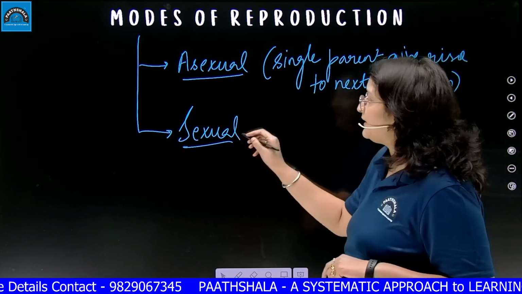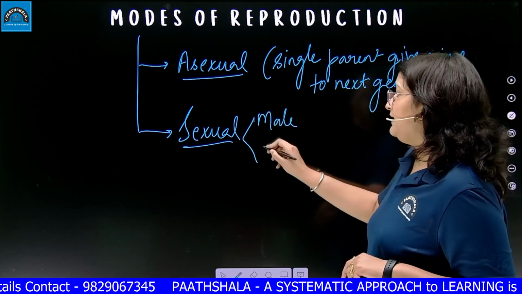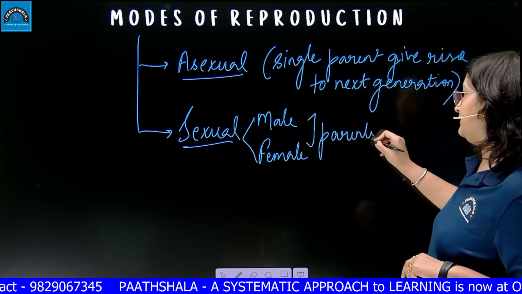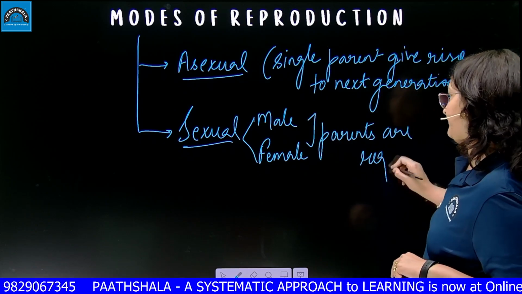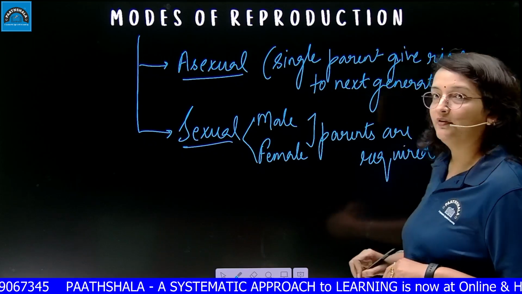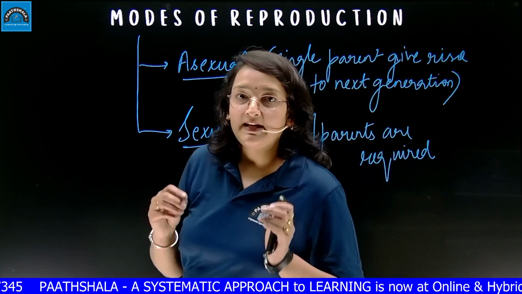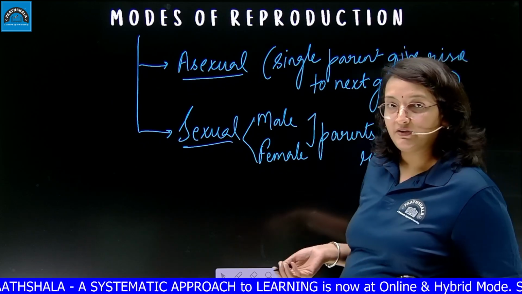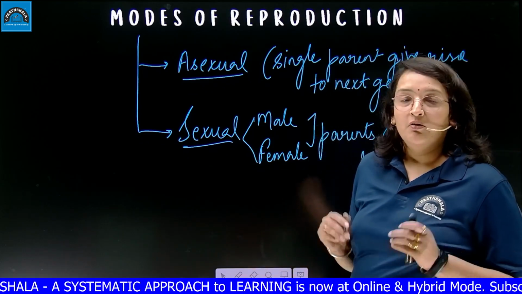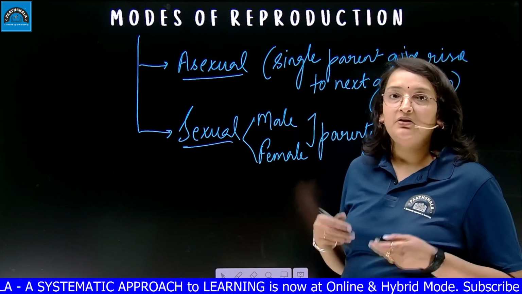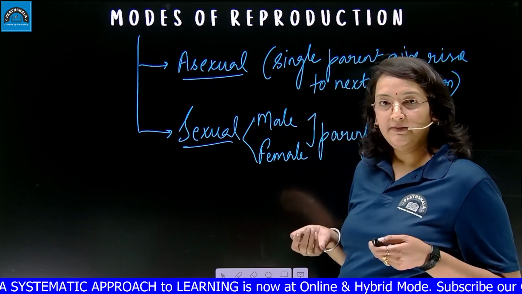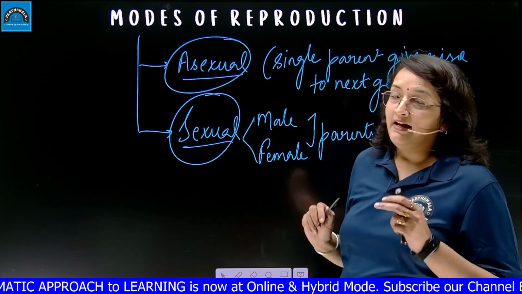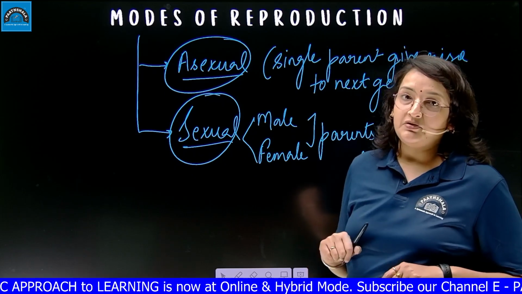And in the case of sexual reproduction, both male and female parents are required. So there are two modes of reproduction, known as asexual reproduction and sexual reproduction. In asexual reproduction, a single parent will give rise to the next generation, and in sexual reproduction, both male and female parents are required to produce the next generation. Clear? There are advantages of asexual and sexual reproduction, and there are disadvantages also.